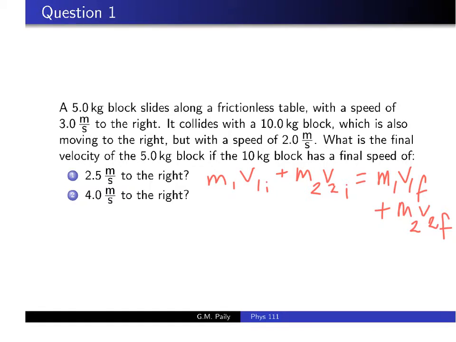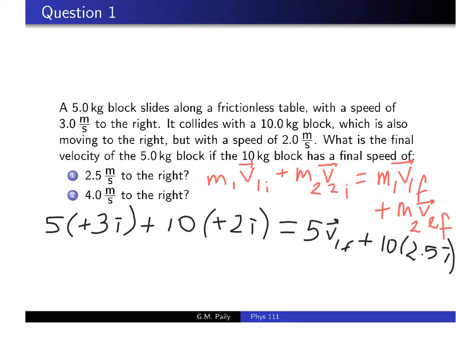We know that since the total momentum is conserved, m1v1 initial plus m2v2 initial is equal to m1v1 final plus m2v2 final. However, remember that we are dealing with momentum vectors, and so all these velocities are vectors as well. So we add the little vector symbols on top to remind ourselves of that. Now let's plug in the values.